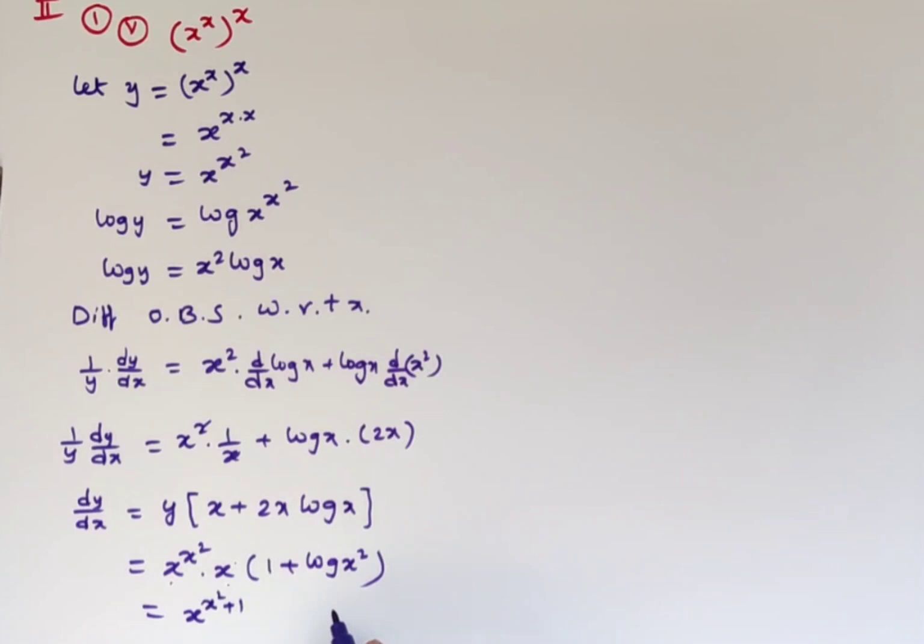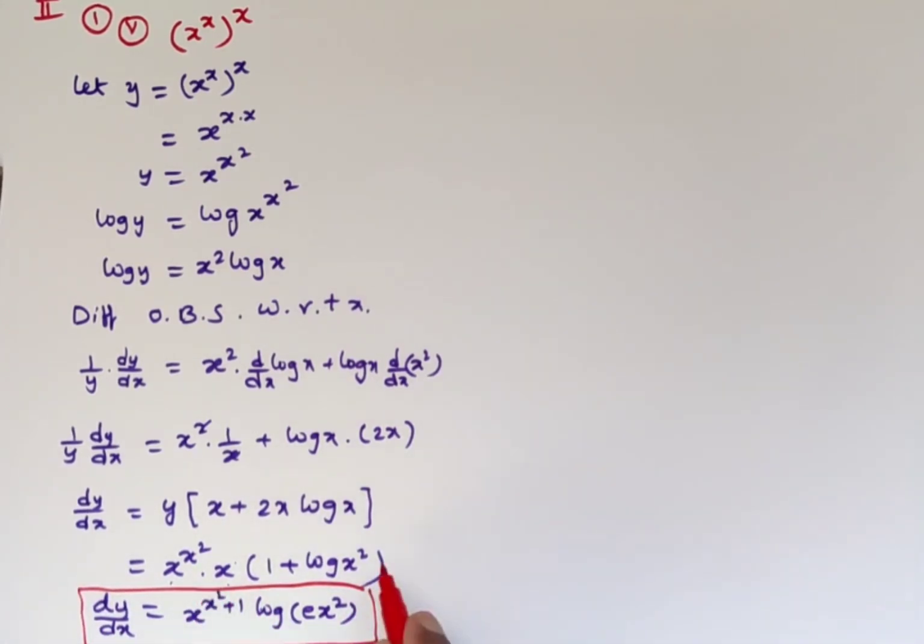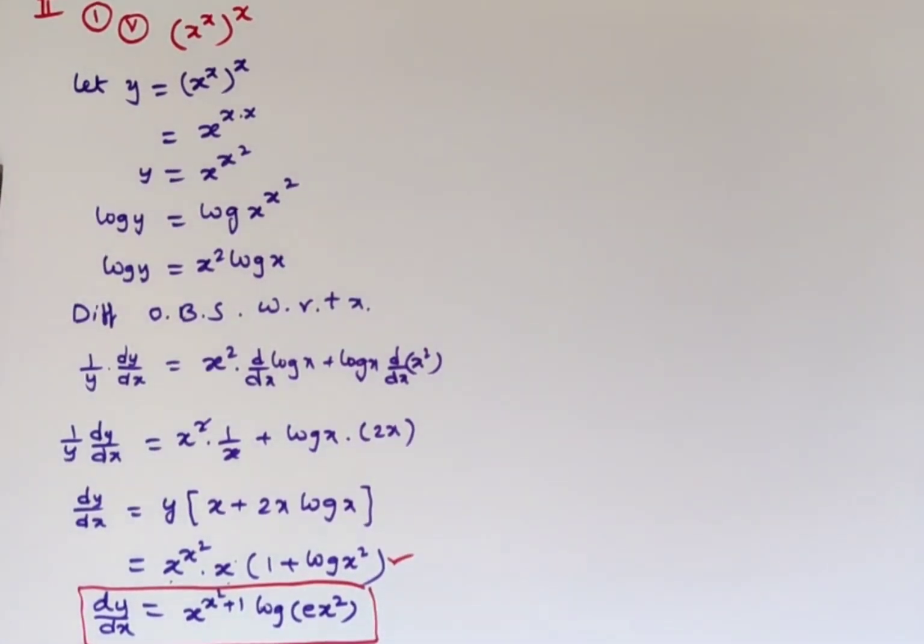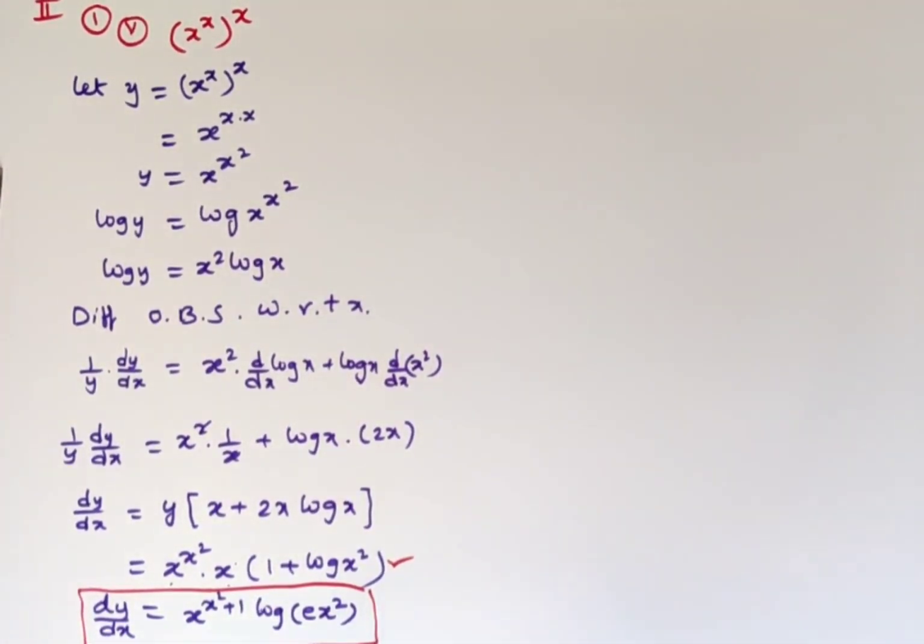So this is also a final answer, or you can write 1 as logarithm of e, base e, right? Since log a plus log b is nothing but log of ab, this is log of e into x square also, you can express. So the derivative of this function is x power x square plus 1 into log of e x square. Or this is also final, no problem. So to the maximum extent you can simplify.